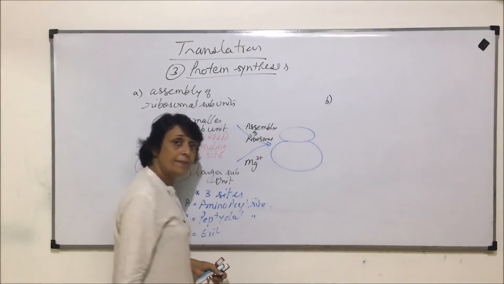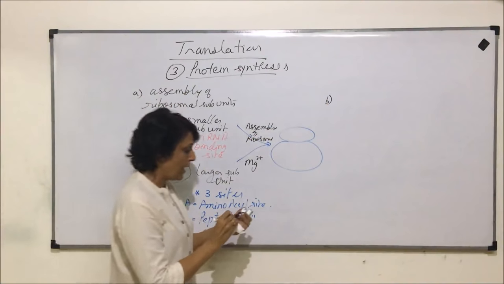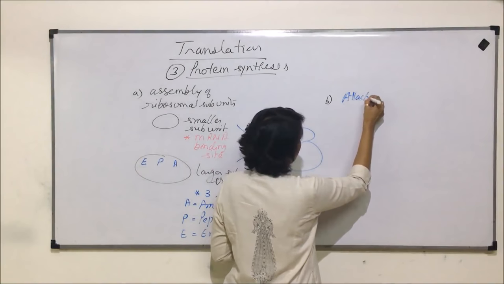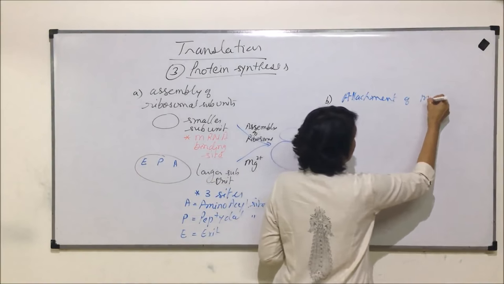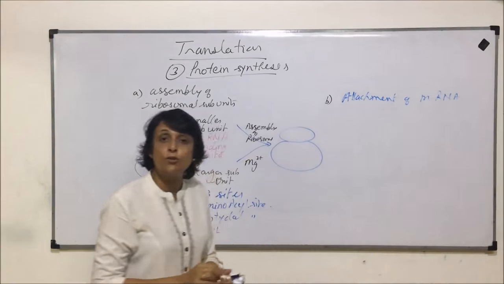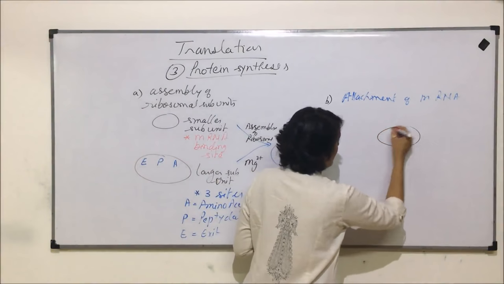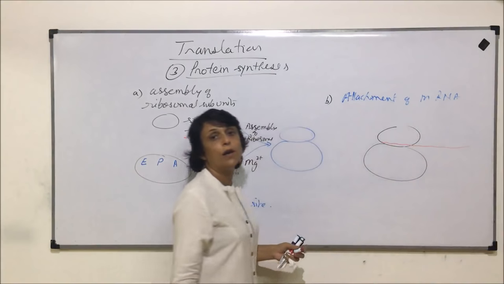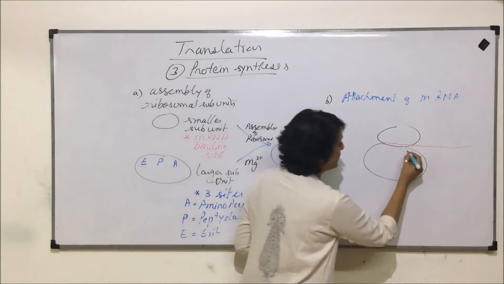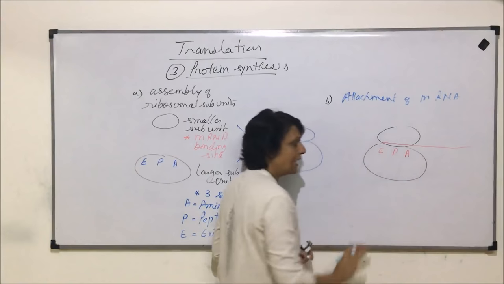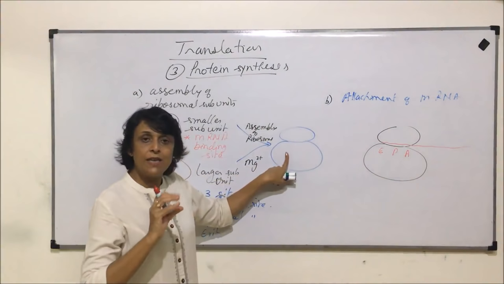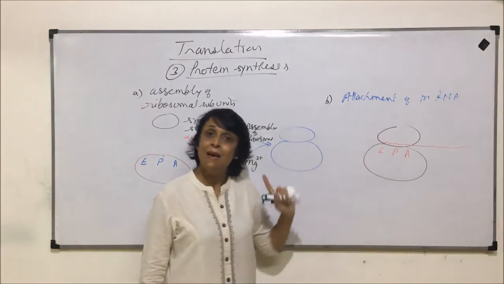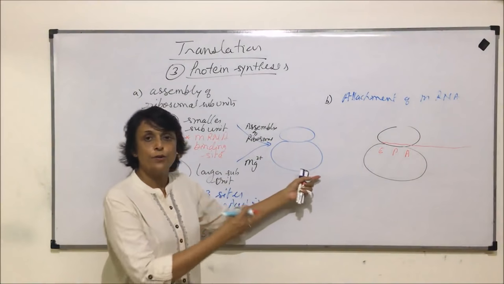The second one is attachment of mRNA. So, if this is our ribosome, the second step is attachment of mRNA. And we just now said that the mRNA is attached to the smaller subunit. So, if this is our ribosome, mRNA is going to come and attach on the smaller subunit. So now, after this, this becomes sites A, P, and E. Now, first the two subunits have assembled, then the mRNA, which was synthesized by the process of transcription, comes and binds here. And now the process actually starts.